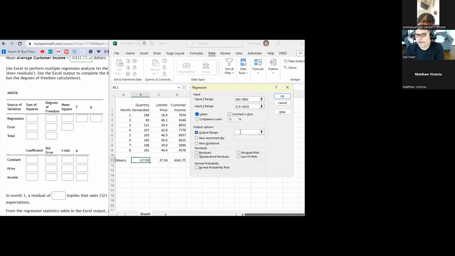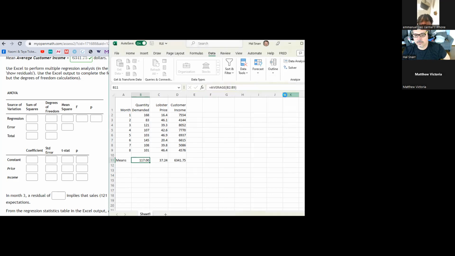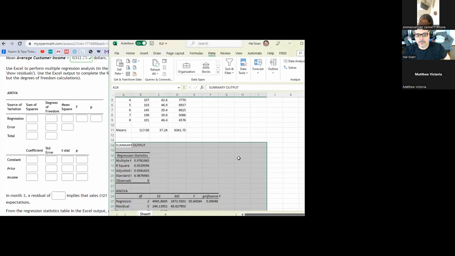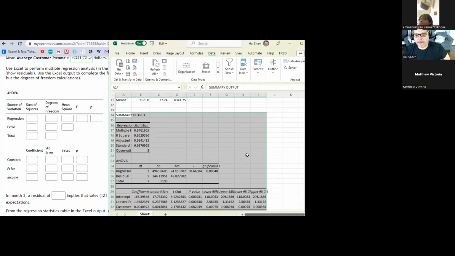The box next to output range. And then I'm going to type A14. I'm going to put the output down here in A14. Then we'll hit OK. So now we have our output, right?